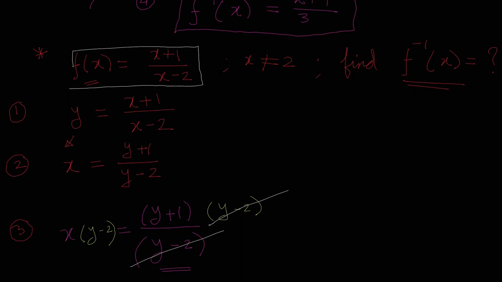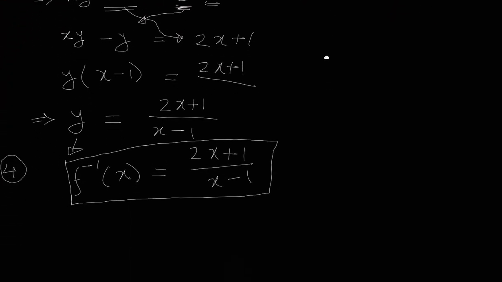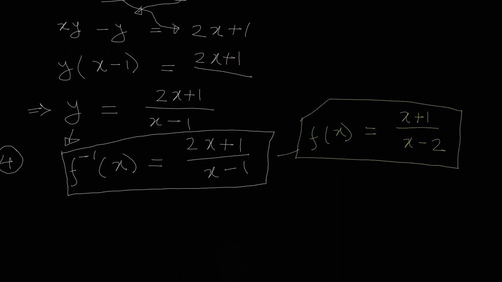The function f(x) equals x plus 1 over x minus 2. So let me write it down. My original function was f(x) equals x plus 1 over x minus 2. So that is my original function, and the inverse of this particular function is this one. Okay, so that is the end of this particular problem.